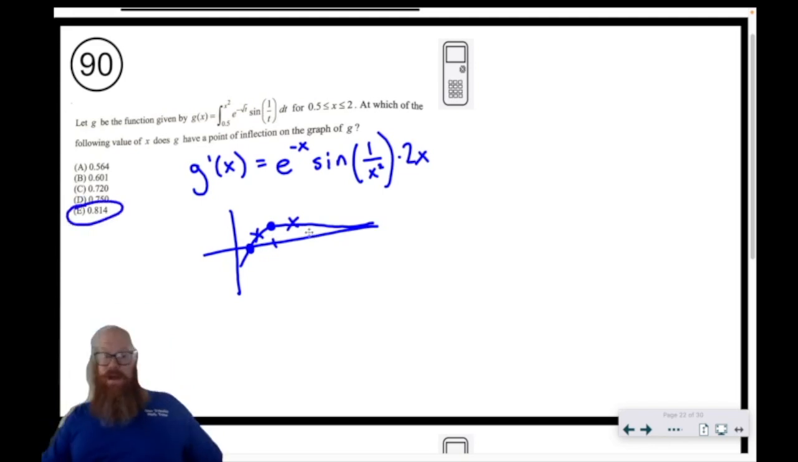All right, so even I got a little confused there. I was looking for the x-intercept, but no, I don't need the x-intercept. I want the maximum or minimum value of the derivative, which would be the point of inflection for the original.